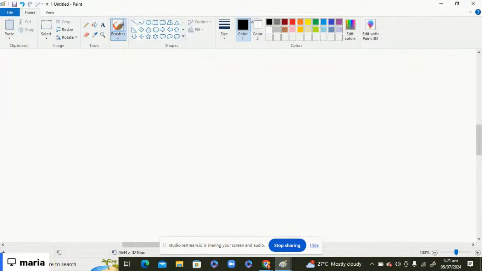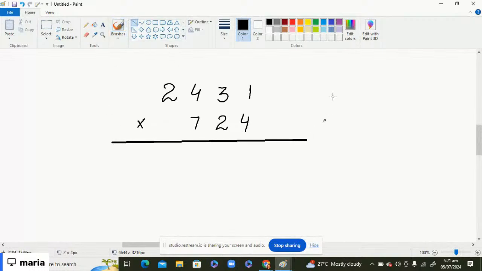So here I'm going to write a question that is 2431 times 1724. This is the multiplication. So how can we multiply?